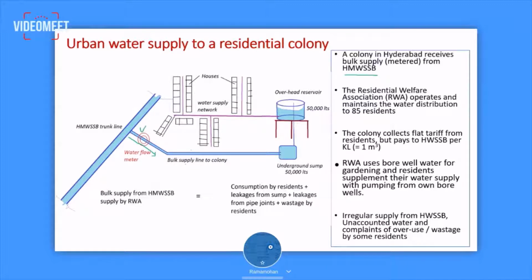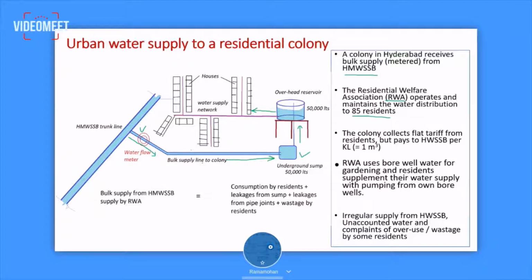There is a meter placed here, and then this water supply goes into this underground sump. This is within the colony premises. The colony area could be approximately 15 to 20 square kilometers. Whatever water is released by this board is stored here in this sump, and then lifted up into the overhead reservoir, and from the overhead reservoir water is distributed to all the residents. There are about 85 residents, and the Residential Welfare Association, in short RWA, operates and maintains the water distribution system. So the responsibility of the water board is to give bulk supply, and the responsibility of the RWA is to store it and then distribute it to the residents.